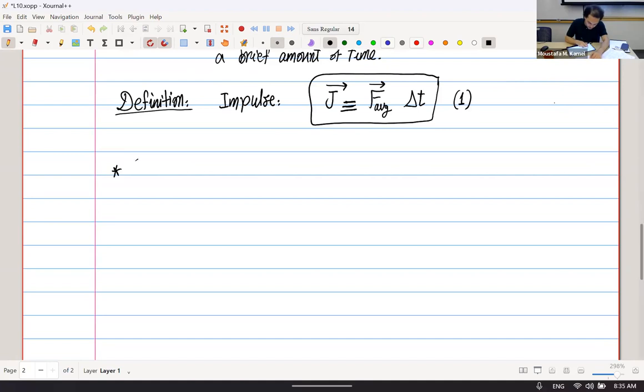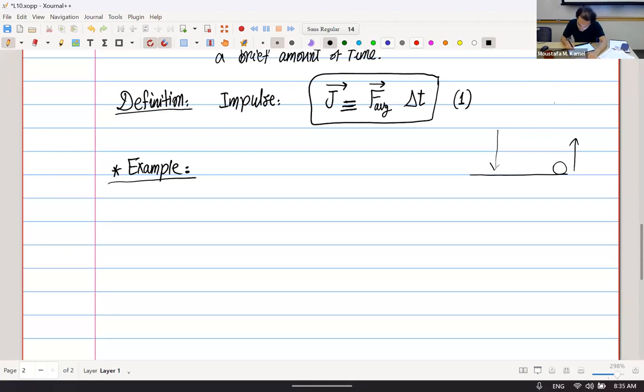And we can take an example on that. So for example, if we have a ball bouncing from the floor, okay, let's draw it very close here.